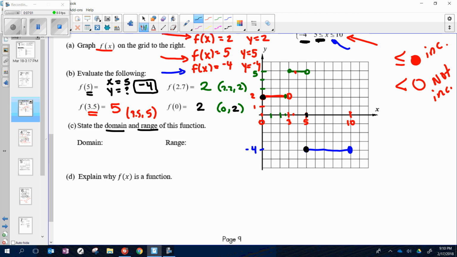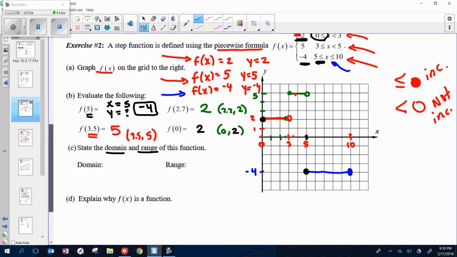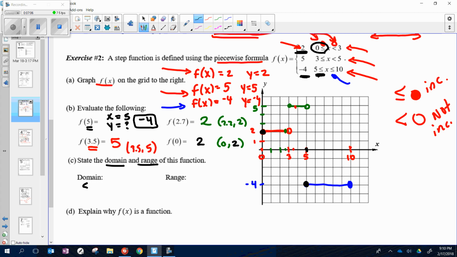State the domain, state the range. The domain, if you look at the function, starts and includes 0. It breaks at 3, but 3 is included, not here, but here. Keeps going, stops, breaks, picks up again at 5. So there's no break, really. 5 is included. 10 is included also. So we are including everything, even though we're jumping from 0 to 10.